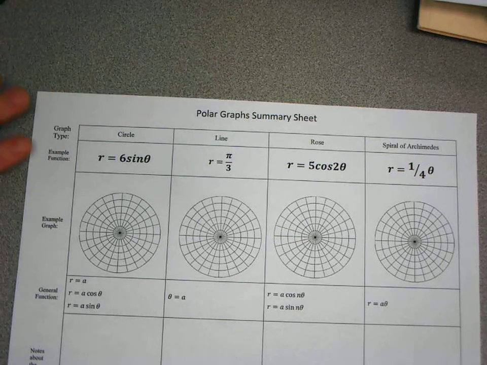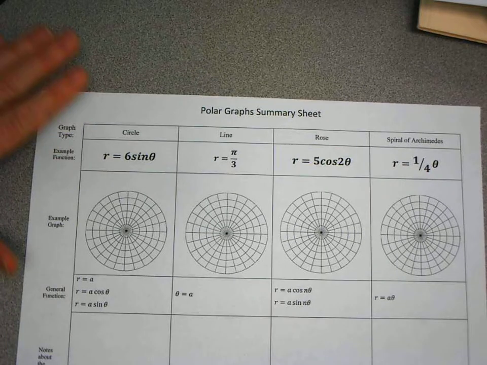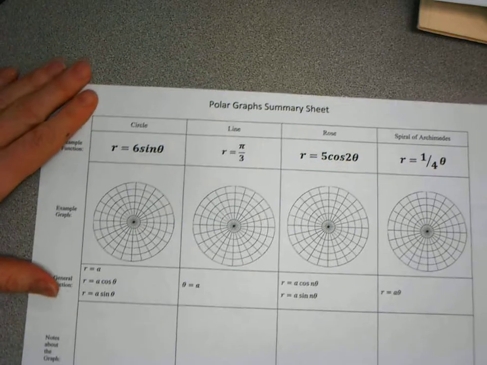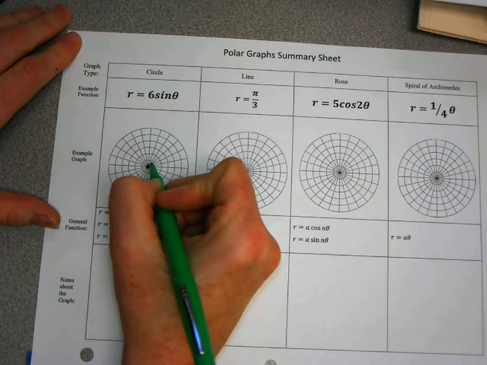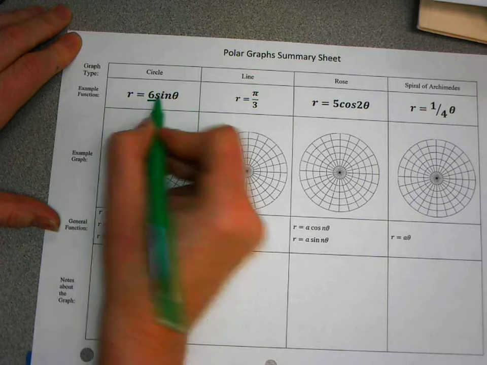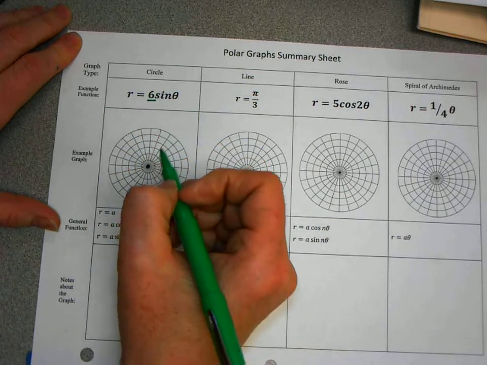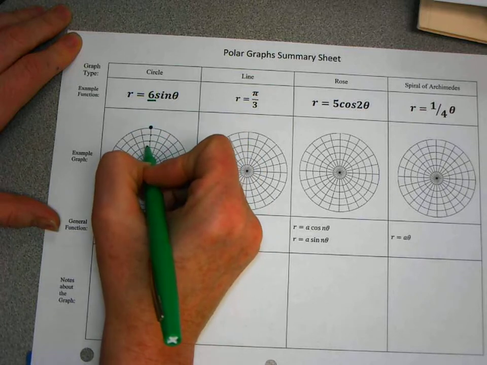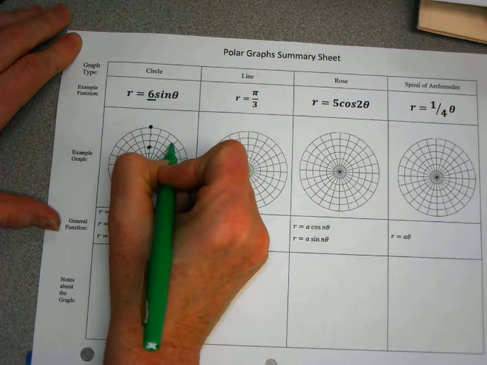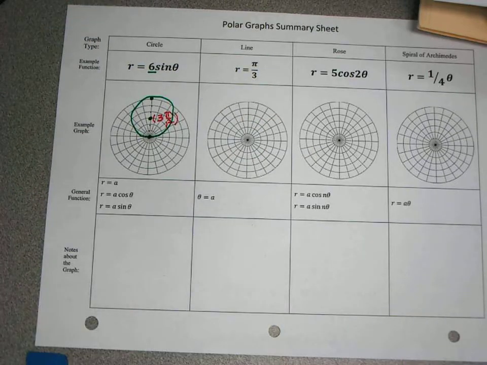Okay, so we learned lines, spirals, lemniscates. Now what we want to do is review our limaçons and circles. For the sine and cosine circles, we have a point here at the diameter of 6. So the A value is the diameter, 1, 2, 3, 4, 5, 6, which means our center is right here. So let's draw the circle.